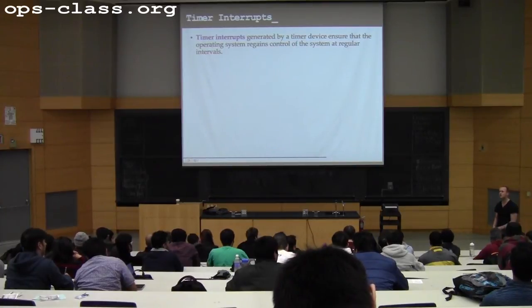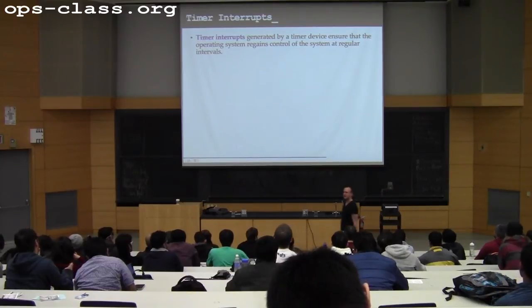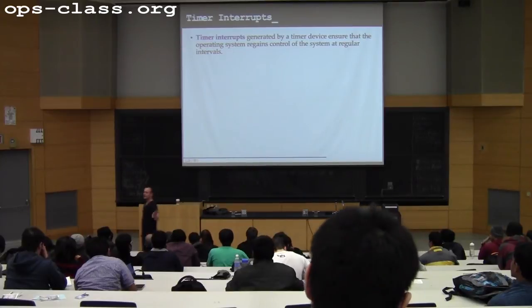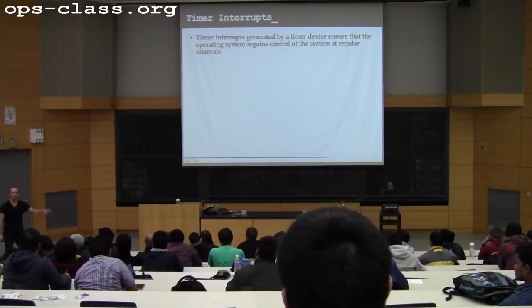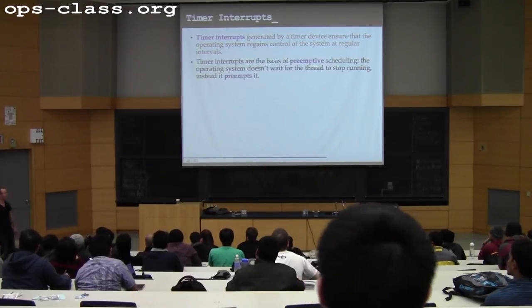And this ensures that there's a bounded period of time over which the operating system is ensured to get control, right? No matter what else happens. It doesn't matter if system calls aren't being made. It doesn't matter if there's no exceptions. I will get control within this amount of time, okay?